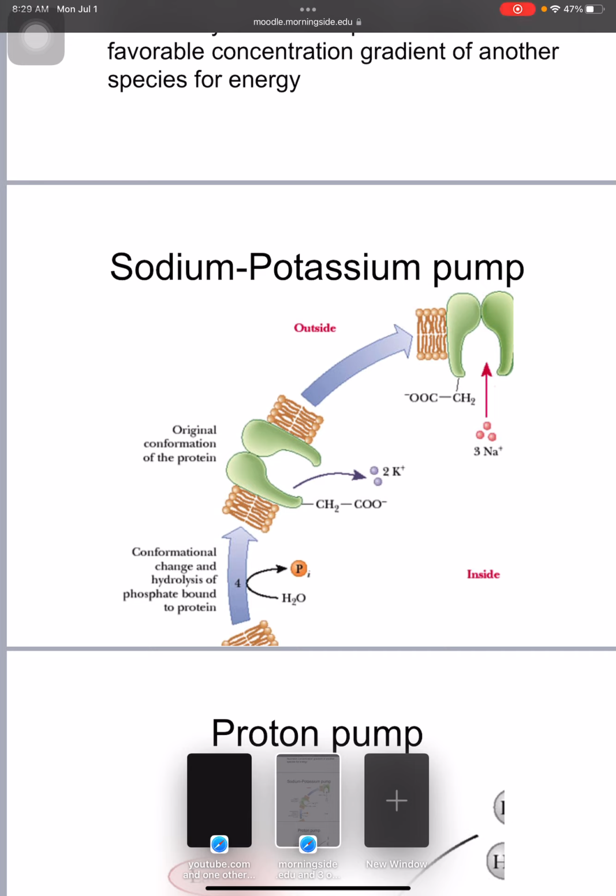Right? So, certainly not the only example of a biochemical process that uses ATP to help drive it, but a really good classic example.